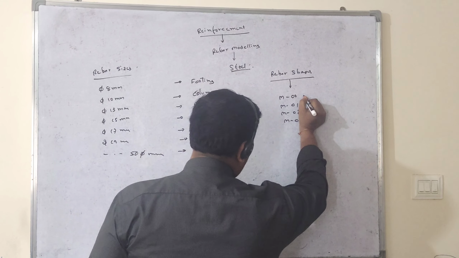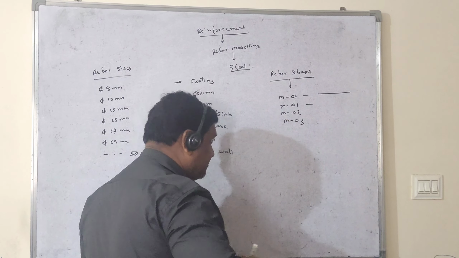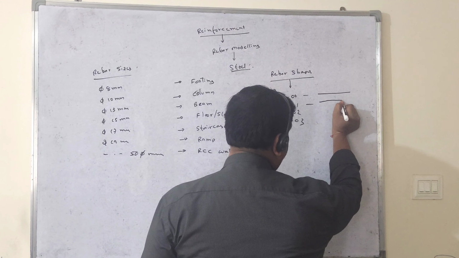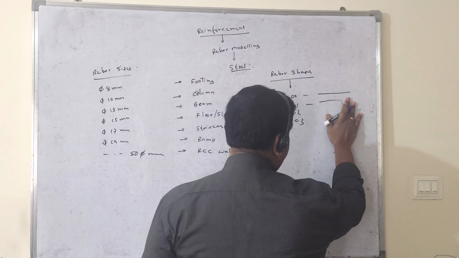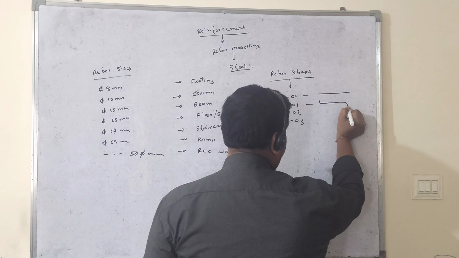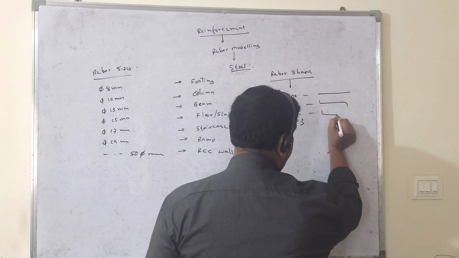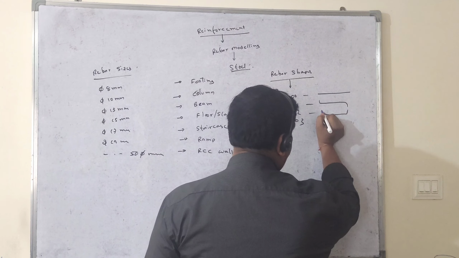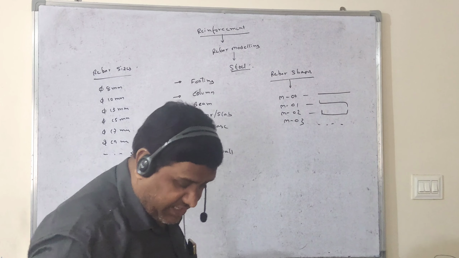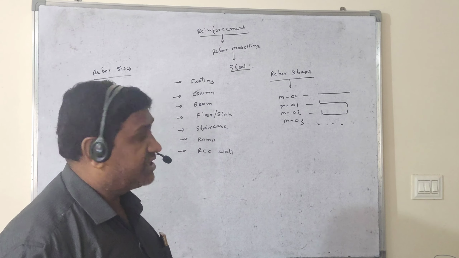Here there are different shapes. If you go to M00, there will be a straight shape. If you go to M01, it will become some shape like that, some different shape. If you go to M02, maybe it will become like that. So there are multiple shapes here. You can utilize whichever shape you require.